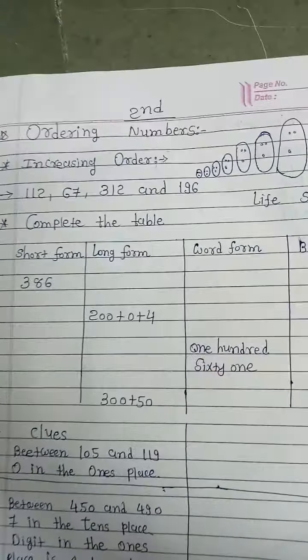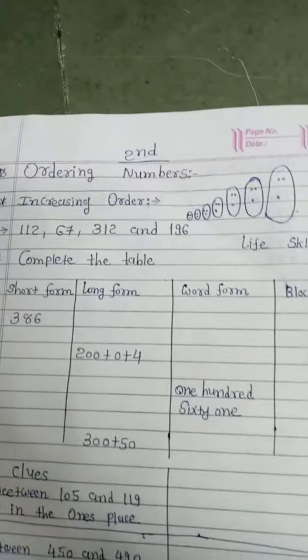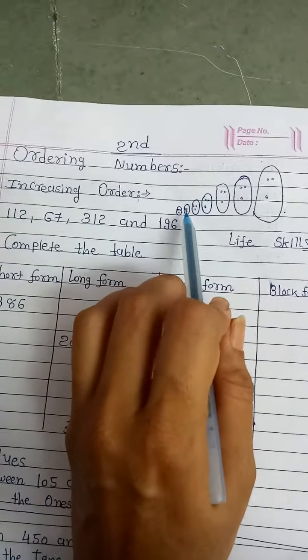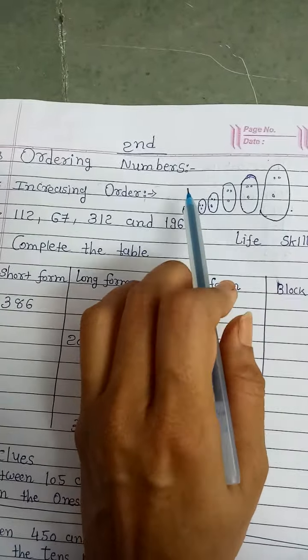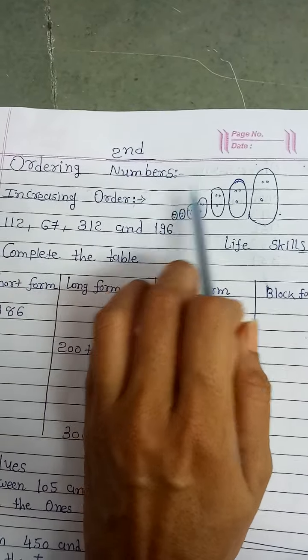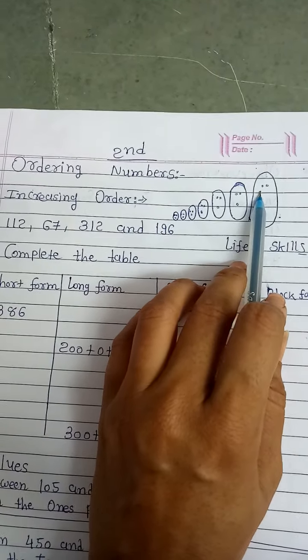Second standard, your first chapter: ordering numbers. We have already learned increasing order and decreasing order. If you arrange the numbers from smallest to greatest, that is the increasing order. If you arrange numbers from greatest to smallest, that is your decreasing order.